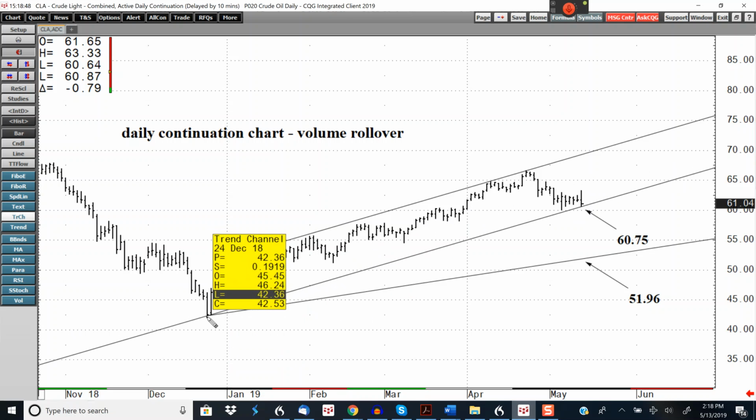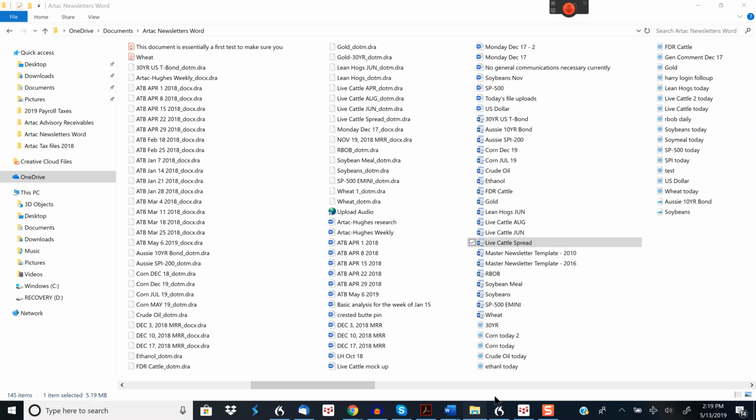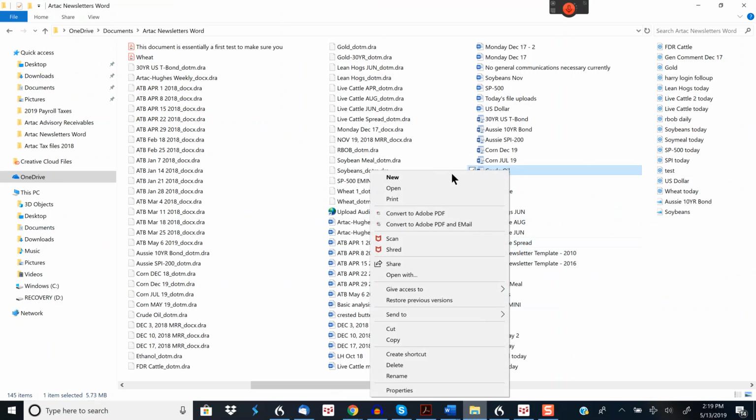This is it. All right. We're testing this right now. Look at that. It's kind of a reversal here. We took out last week's high today, and now we're going to close below 60.75, the same formation on the weekly chart. I'm going to finish with this then, the crude oil.